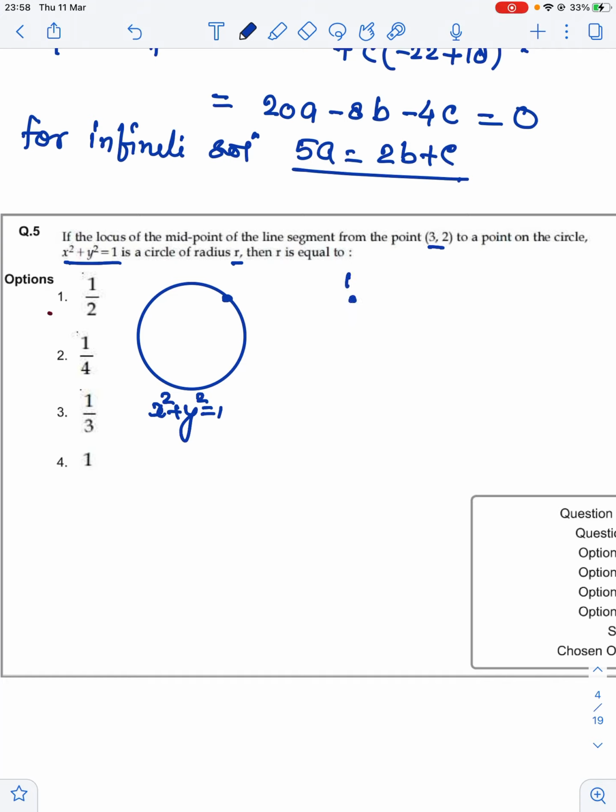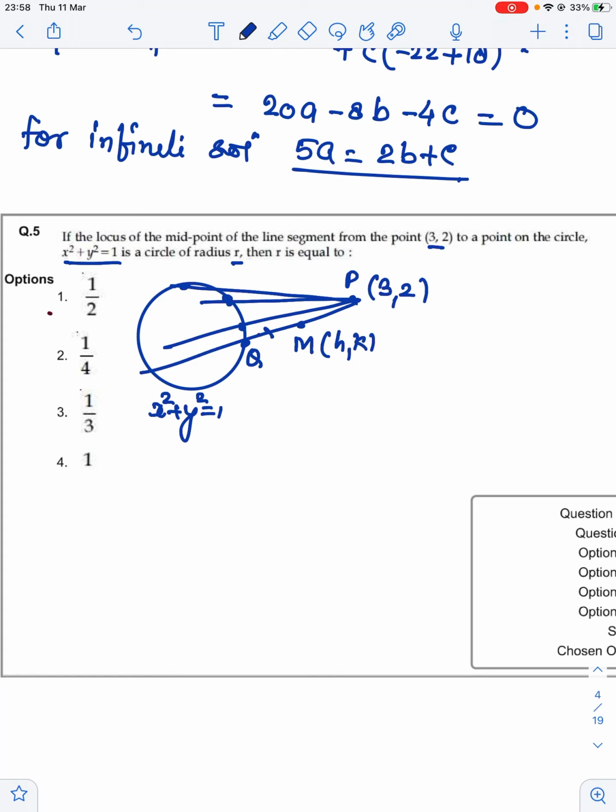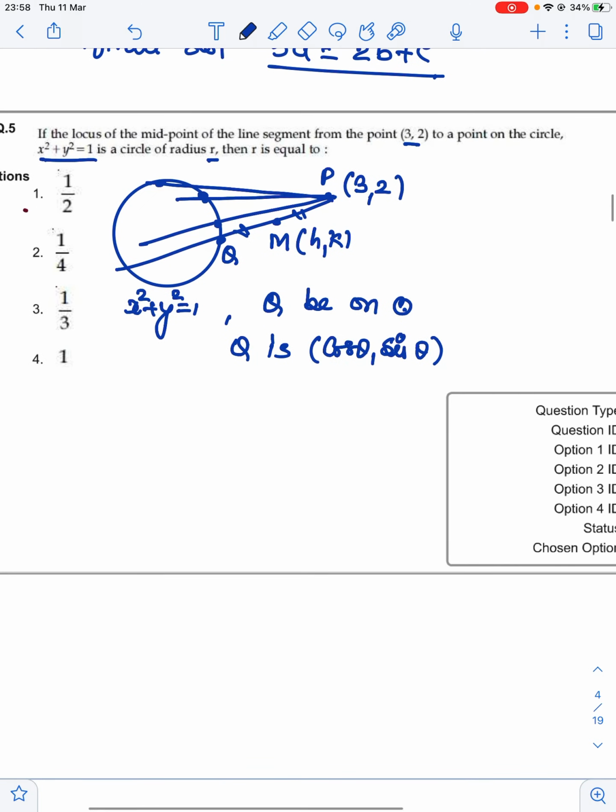So suppose P is this point 3, 2, and on the circle there can be many variable points which can be joined through this point P. Let us say one of these points is Q and M be the midpoint. So M is suppose h comma k be the midpoint. So Q be a point on the circle. So Q is cos theta comma sin theta, which definitely satisfies the equation of the circle.